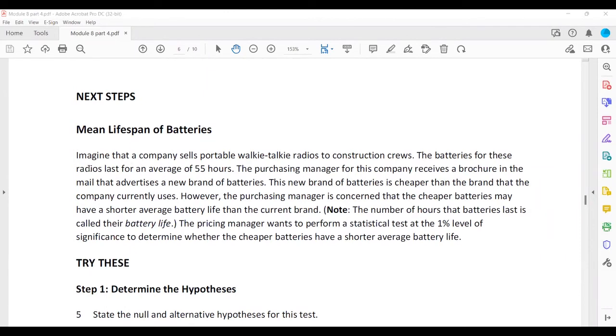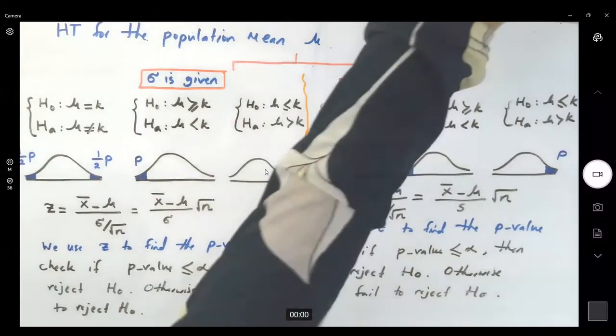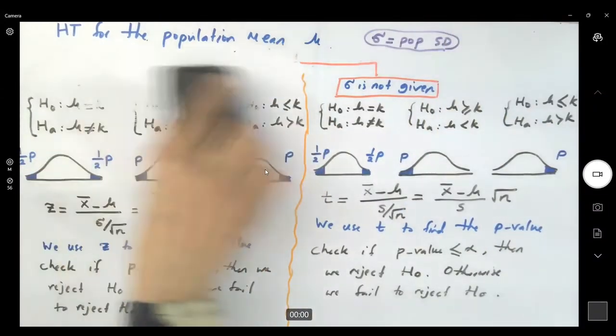So, the new brand of batteries is cheaper than the brand that the company currently uses, but the purchasing manager is concerned that the cheaper batteries may have a shorter average battery life. So shorter, less than, all right? Let us take a look at our board and construct the null and alternative hypothesis.